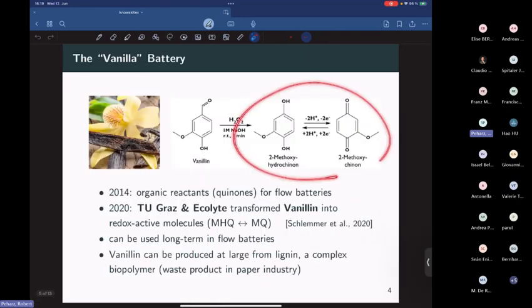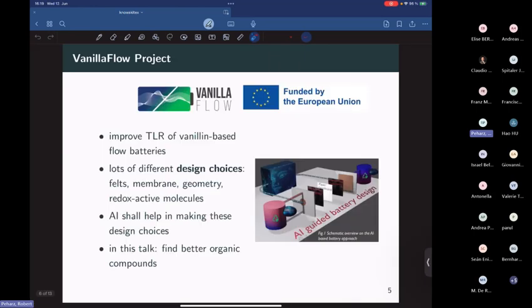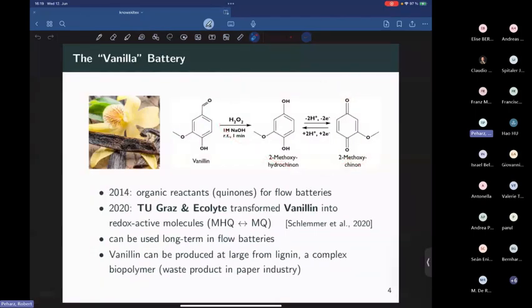They found these two molecules, but the key thing is that the voltage you get out of these is still too low to really make this practical. Roughly, there's at least half a volt missing. So the idea is, let's modify these molecules. Let's use these quinone molecules as starting points, but come up with better molecules. And the main idea is to use AI, in particular Bayesian optimization, to help make these design choices. In this talk I will focus on finding better organic compounds, essentially improving these molecules here.